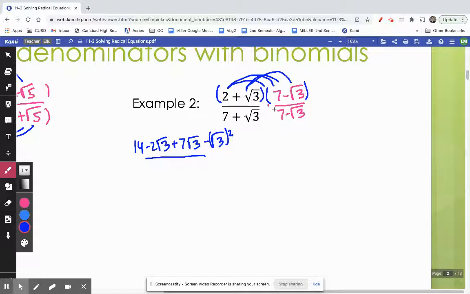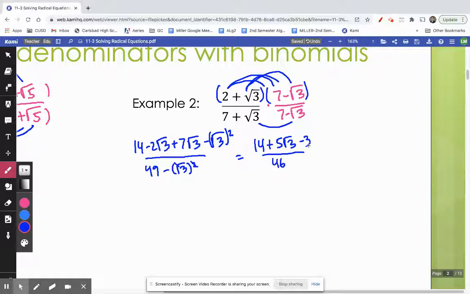All right, on the bottom, first term, 7 times 7 is 49. Inside and outside are going to cancel out, that's the point. And then the last terms are minus the square root of 3 squared. All right, let's clean this up a bit. On top, we have 14 minus 2 root 3 plus 7 root 3 is plus 5 root 3. And then minus the square root of 3 squared is just minus 3. On the bottom, we have 49 minus 3, which is 46.